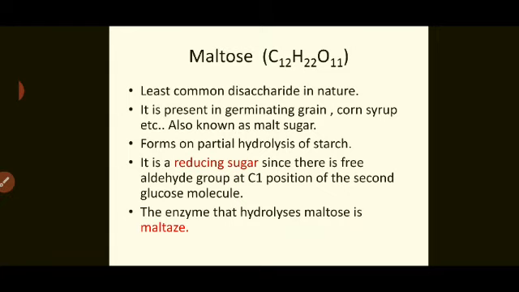Next example is maltose. Again, the formula is C12H22O11. Sucrose is the most common disaccharide in nature because it is found in cane sugar. But maltose is least common disaccharide in nature. It is present in germinating grain, corn syrup, etc. This is also known as malt sugar. It can be formed by partial hydrolysis of starch.